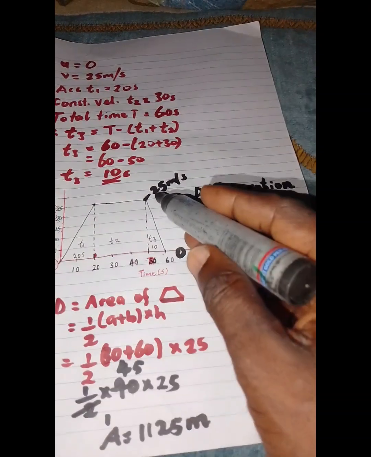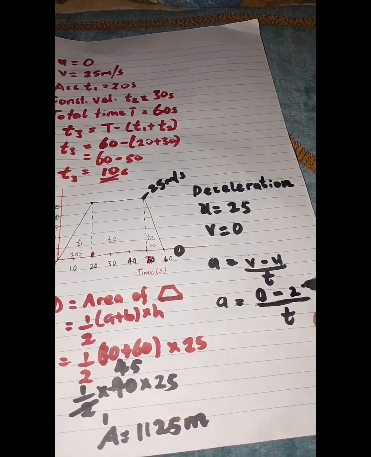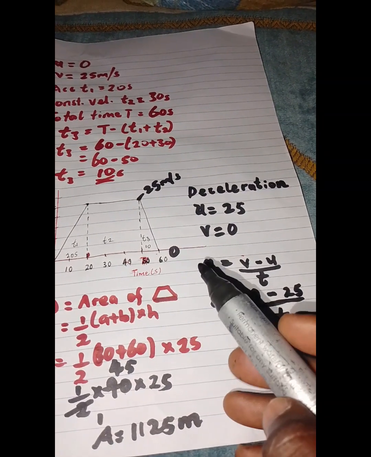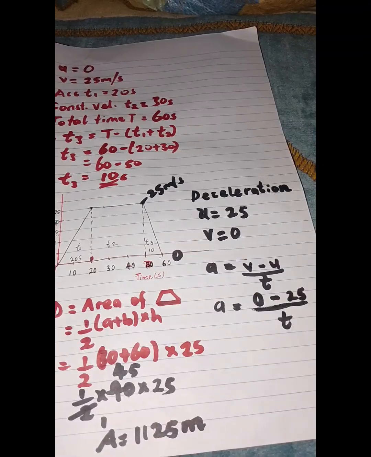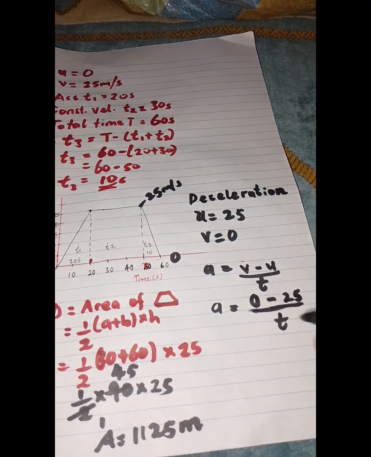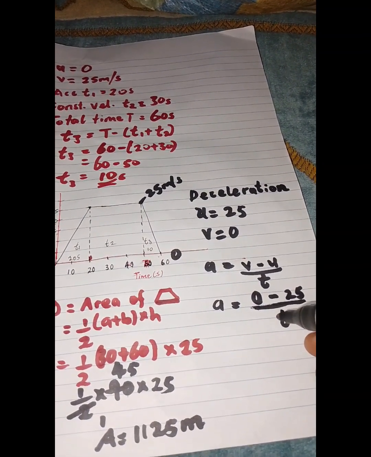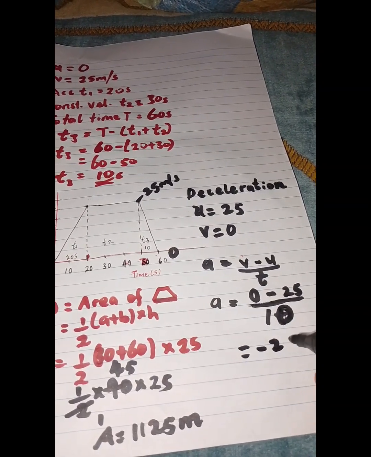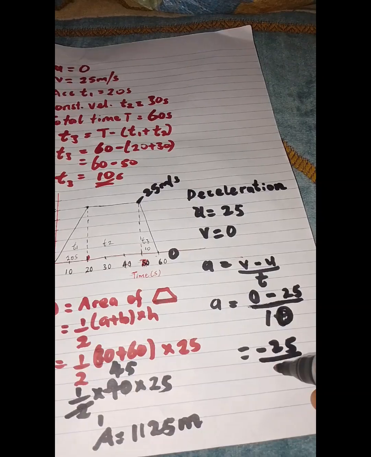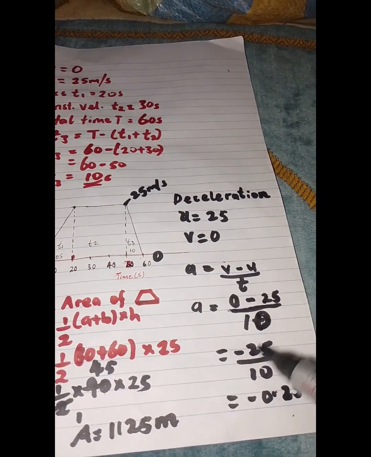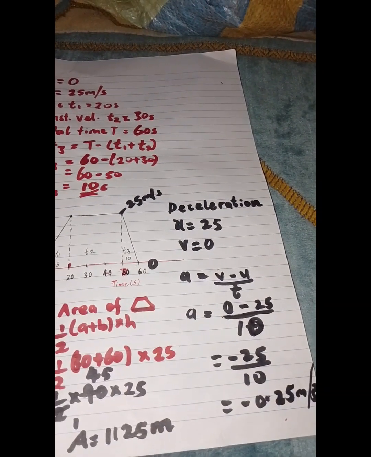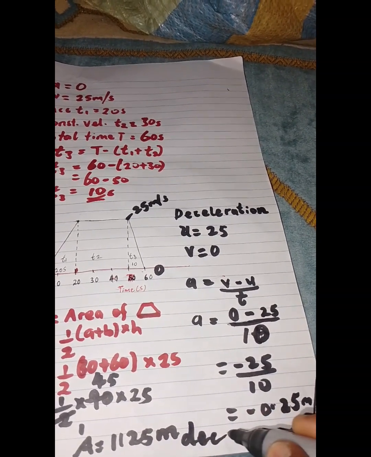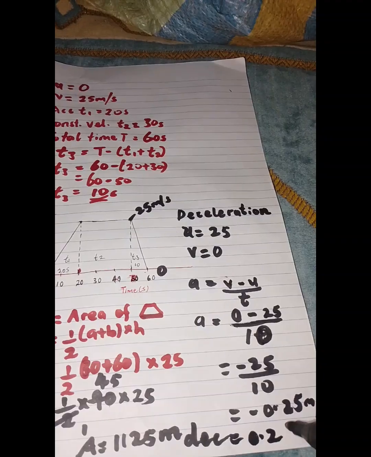All over time. So what is the time for this distance? That's 10 seconds, from 50 to 60, which is t3. So I'm going to just write 10 here. This is going to be 0 minus 25 all over 10, which equals minus 2.5 meters per second squared. This minus shows that it's decelerating, or you can just say deceleration is 2.5 meters per second squared.